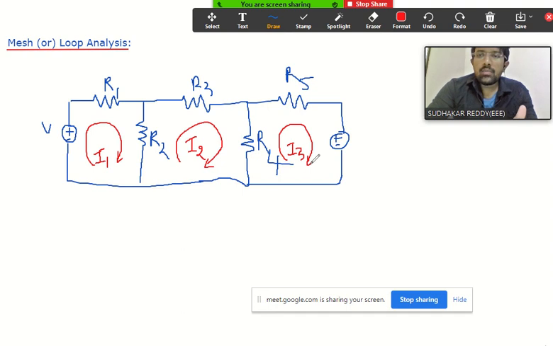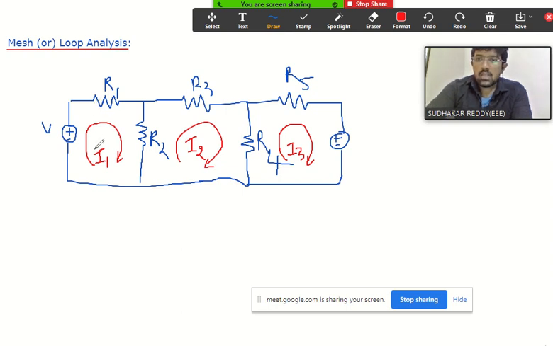So the first step in mesh or loop analysis is to identify the number of meshes. After identifying the number of meshes, the next step is to assume the loop currents or mesh currents. Total loop currents equals the total number of meshes. If we have 3 meshes, you need to assume 3 currents. All of you understood 2 steps in the mesh analysis, right? Yes or no?